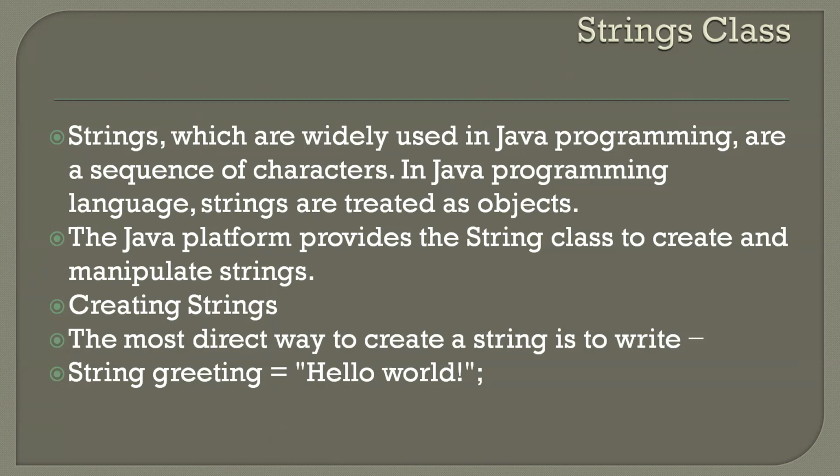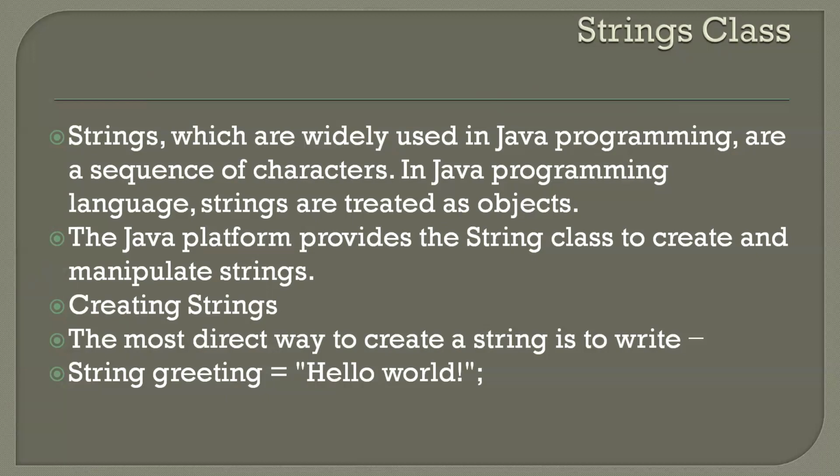So here, let us see the things point by point. Strings, which are widely used in Java programming, are a sequence of characters in Java programming language. Strings are treated as objects. So strings are widely used in Java, and the definition of a string is a sequence of characters. A sequence of characters is called a string, and in Java, strings are treated as objects. And next one, the Java platform provides the String class to create and manipulate strings. So here in Java, we can create the strings and we can manipulate the strings.